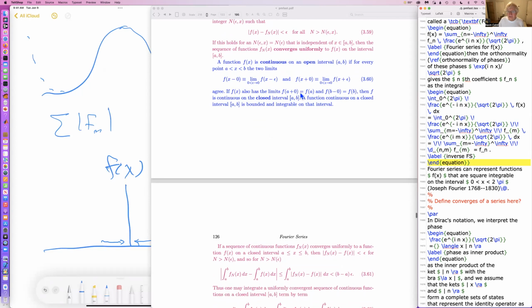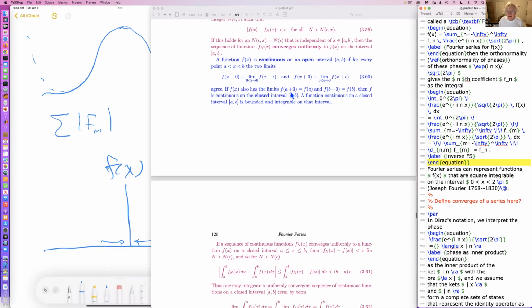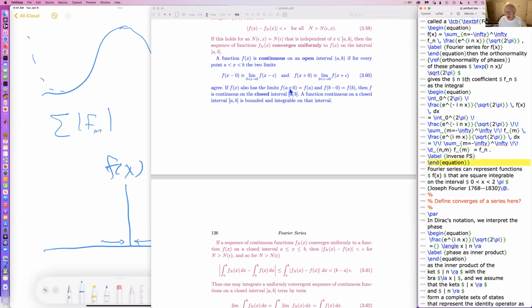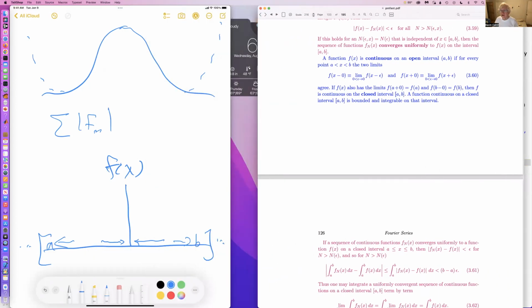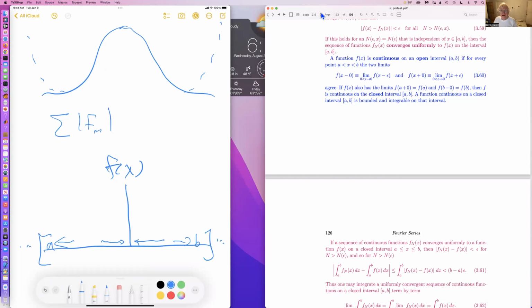If the limits also work on the closed interval, we just use the limit like that, and we don't worry about this or that. Then, oh, I'm sorry, I wasn't showing you that. In fact, we don't need this, do we? And I can make this bigger. Hold on, let me do that.